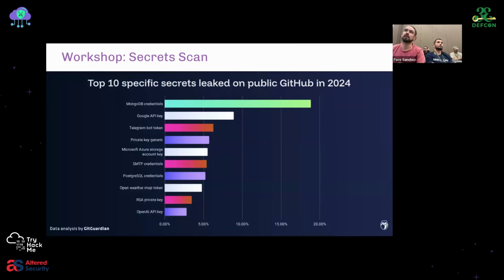And of course, in public repositories, you also have tons of credentials. I don't know why MongoDB credentials are very popular in 2024, but you can also see Google API keys and Telegram bot tokens. I forgot to add a slide about the latest reports, but the latest reports of leaked secrets are mainly OpenAI API keys and Anthropic API keys. Everyone is doing AI now, and they are not being very careful with their keys, as if they were cheap.